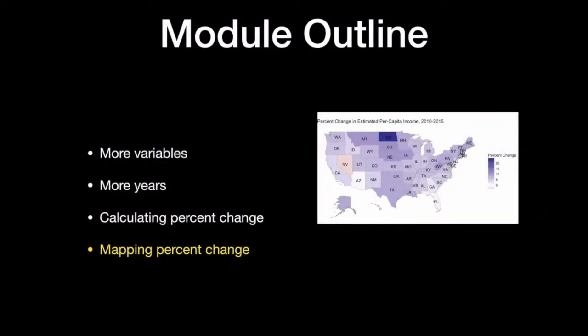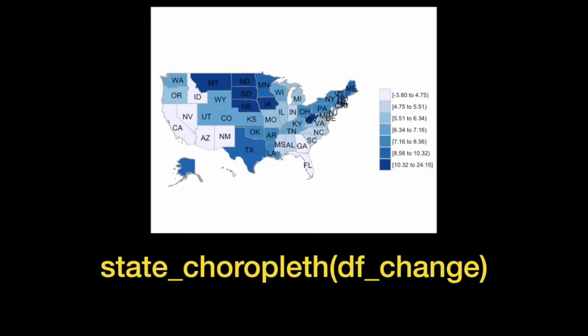Now that we have a data frame that represents the percent change in per capita income, we can look into mapping it with choropleth R. In fact, we will create the exact map that you see here. To start, map the data frame df change using the function state choropleth. You should get the result that you see here.